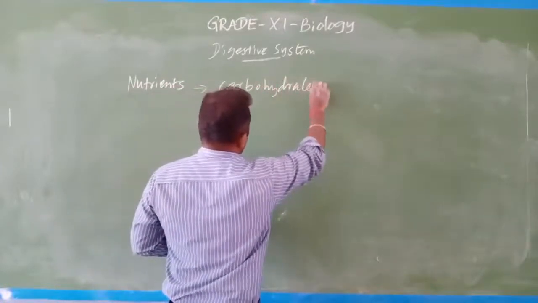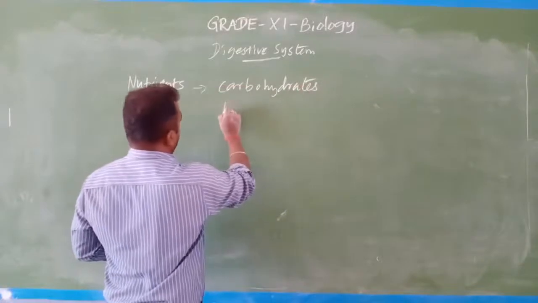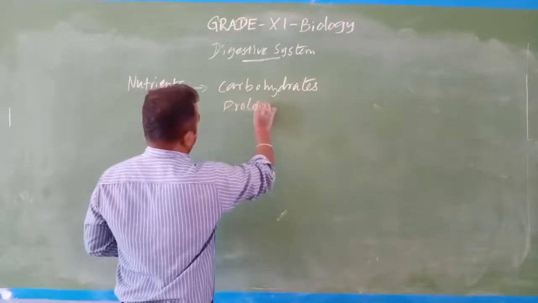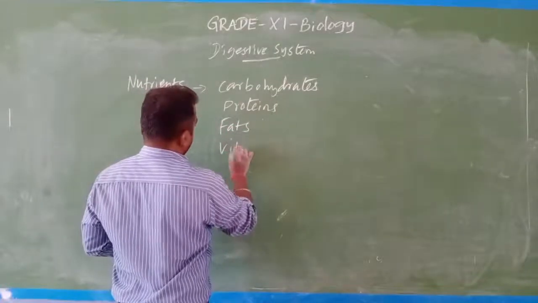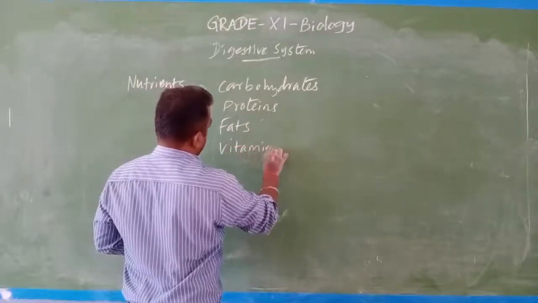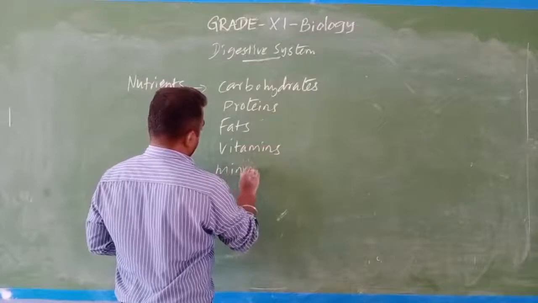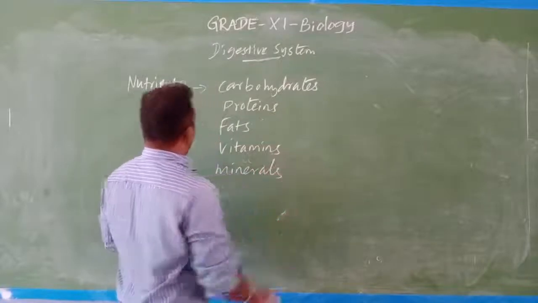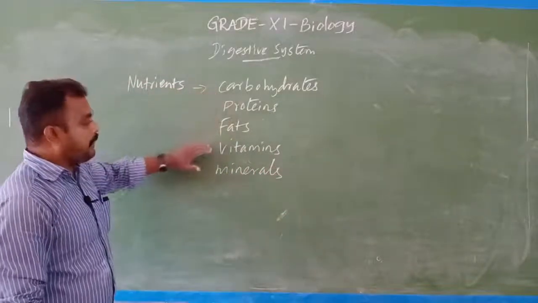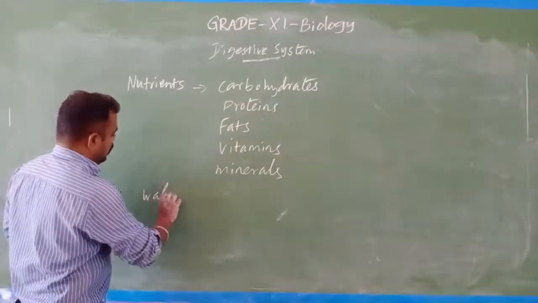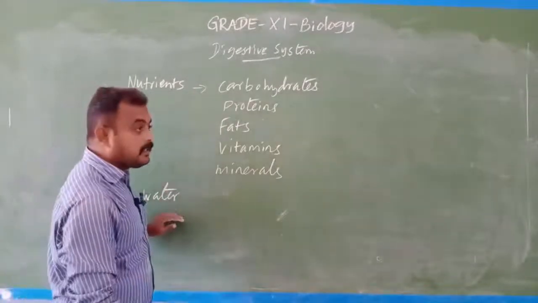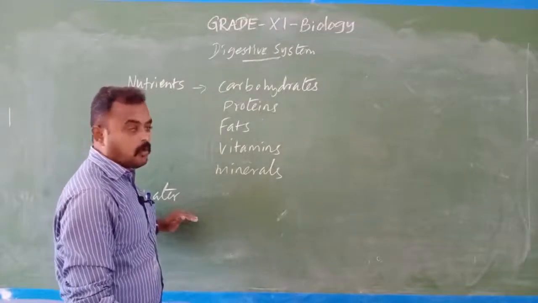Carbohydrates, then proteins, fats, vitamins and minerals. So we have 5 nutrients, and we also need water. Water prevents the dehydration of the body.